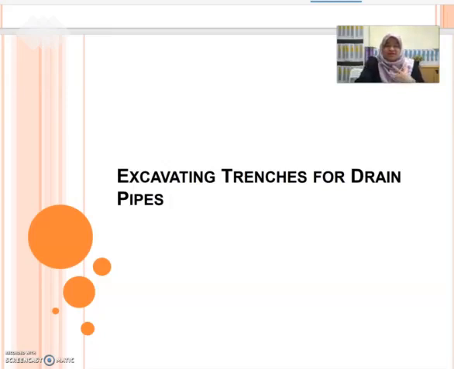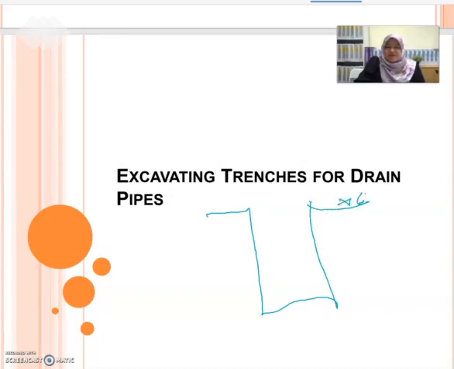Okay, what's the difference between these sewerage drain pipes and the drain that we excavated last week, which is a surface water drain? For excavating trenches for sewerage drains, basically you're going to have your drain excavation here. This is the ground level. What makes it different is that this time we are not using the surface water channel, but we are using the sewerage pipes. Okay, so you're going to bury these pipes later.